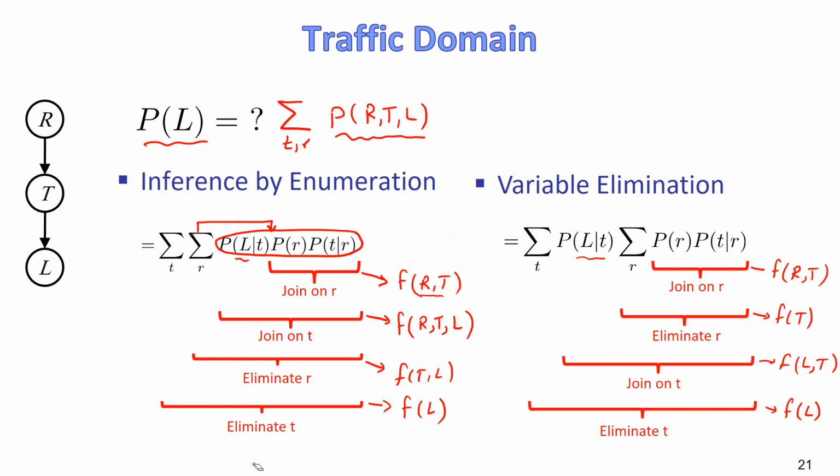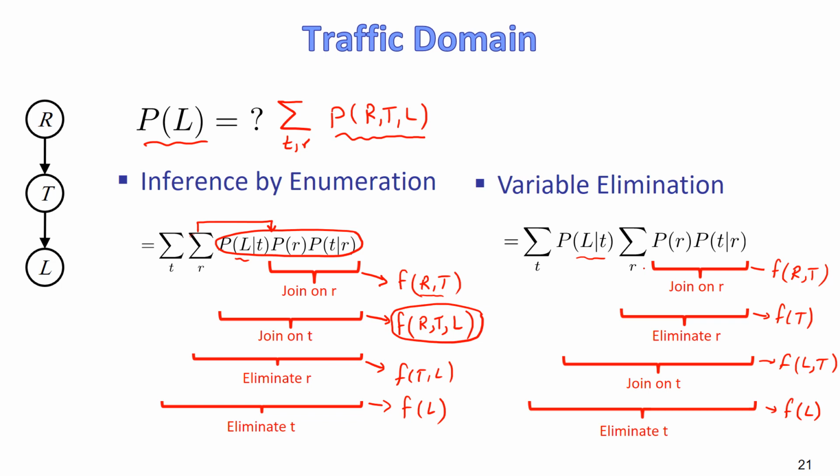So look at the sequence of factors here. F of R, T, L: that's the biggest one, the thing that we don't want. But here the biggest factor was only 2 dimensions, while here we have 3 dimensions. Of course, that's just an example over 3 variables. If we have many variables, that will be really huge. So that's the biggest advantage of variable elimination: it keeps the size of the factors under control. It's much smaller than the biggest factor that we would get if we did inference by enumeration.